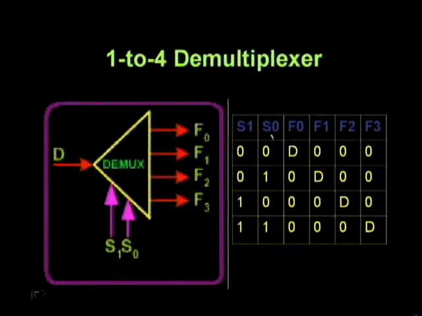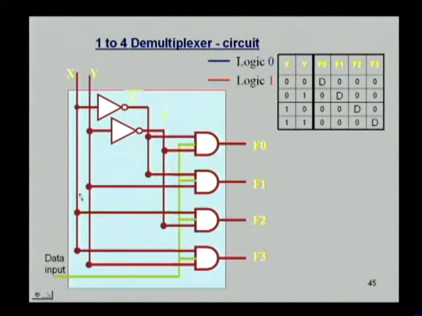If S1 and S0 both are zeros, then data will be connected to the first output, that is F0. F0 equals D, and other outputs will remain at 0. For 0 1 selection lines, F1, that is the second output line, will be connected to the input line. F1 will become D. For 1 0 combination, F2 will become D, and lastly for 1 1 combination, F3 will become D. Now we see the circuit diagram of the 1 to 4 demultiplexer circuit.